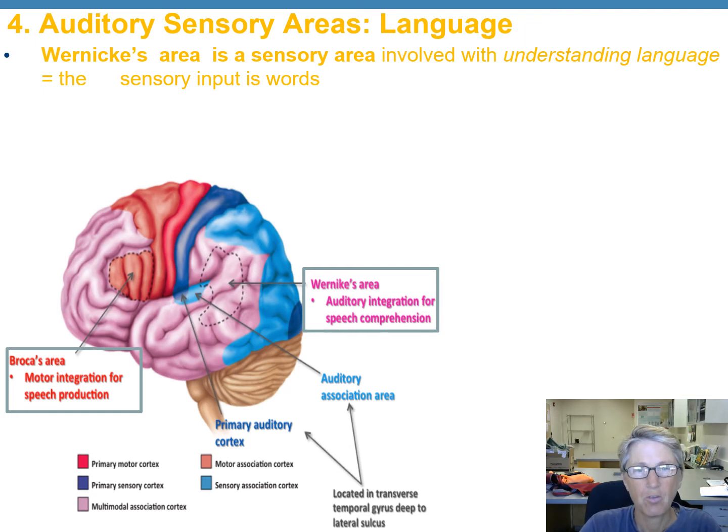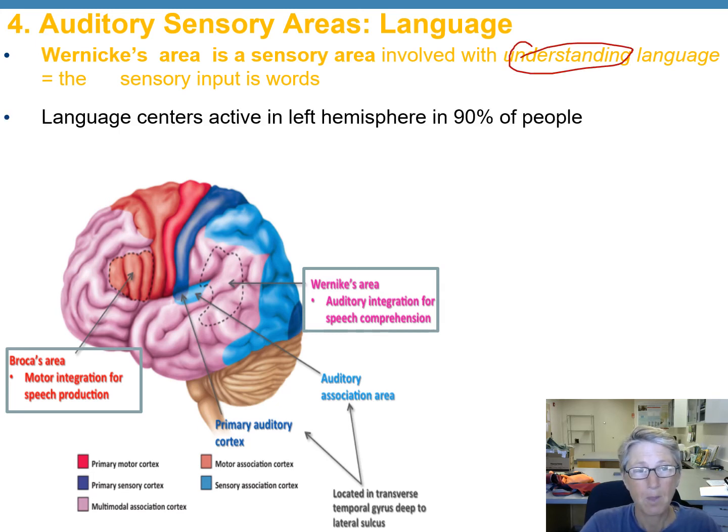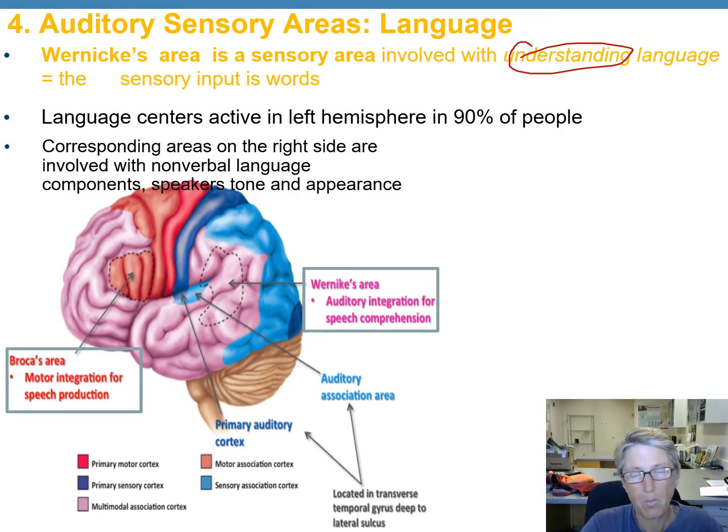And then it's just a little bit more information about Wernicke's area, the area that you use to comprehend what people are saying. So comprehend or understand what the words are saying. These language centers, Broca's area and Wernicke's area, in 90% of the people are in the left hemisphere, but in 10% of the people, Broca's and Wernicke's area are in the right hemisphere.